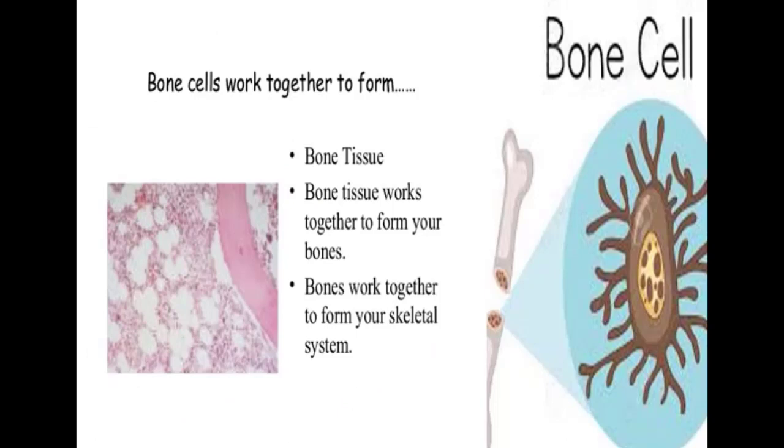This is the bone cell. When bone cells combine, they form the bone tissue in your skeletal system. The picture in brown is the bone cell, and the picture in pink color represents the bone tissue.